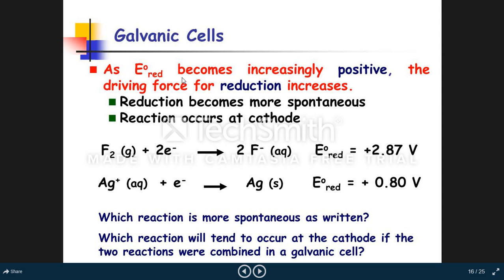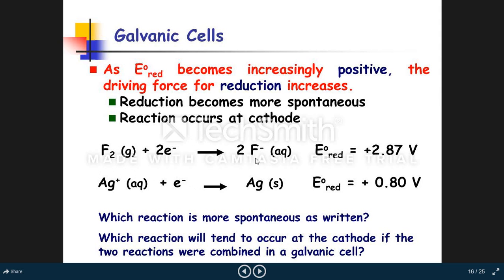As E0 red becomes increasingly positive, the driving force for reduction increases. Reduction becomes more spontaneous. Reduction occurs at the cathode.